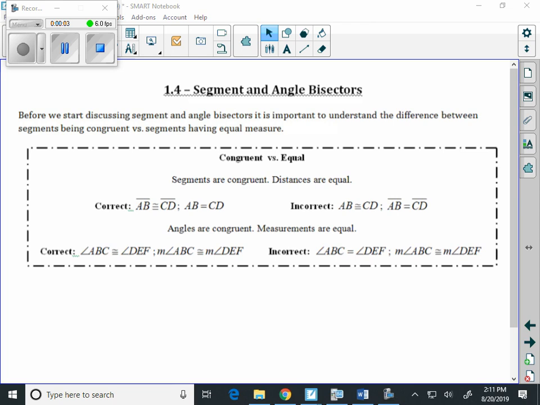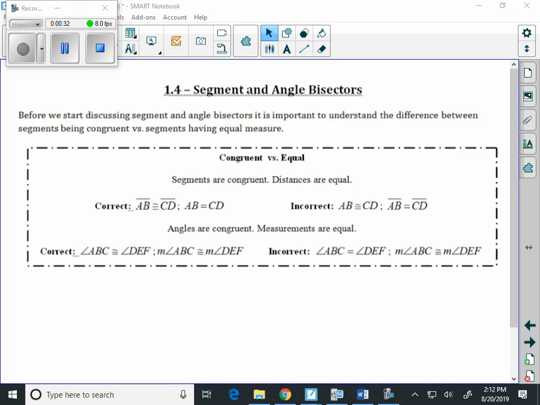So today we're going to talk about segment and angle bisectors. And before we get to that, we need to talk about notation for a couple minutes. And there's a word in geometry. It says we need to understand the difference between segments being congruent versus segments having equal measures. And what we say is that segments are congruent and distances are equal.